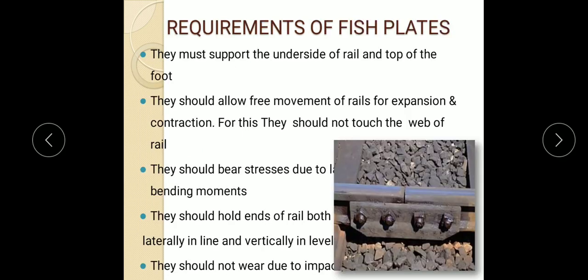So the requirement of fish plates are, they must support the underside of rail and top of the foot. Here the photo shows the two rail sections are joined with each other by this fish plate. So from this photo we can say that this fish plate is supporting the rail top and foot here.